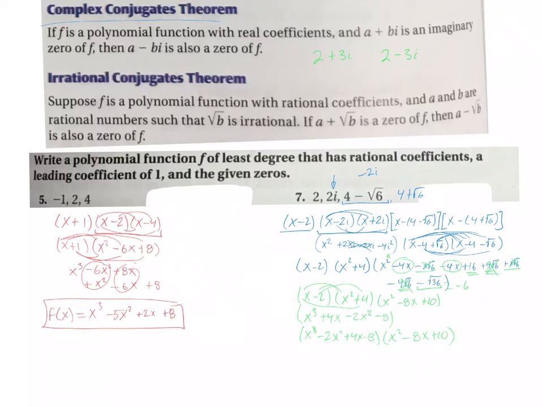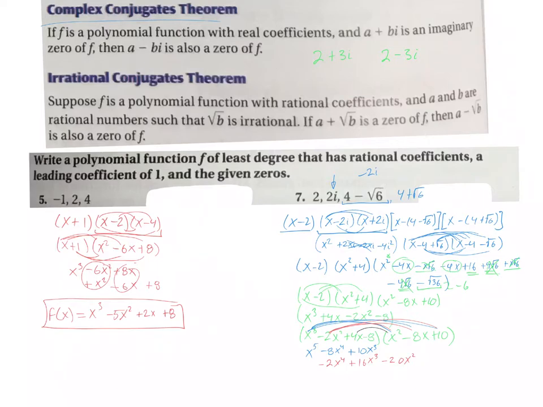Alright, so x cubed times that is going to give me x to the 5th minus 8x to the 4th plus 10x cubed. This times this is going to give me minus 2x to the 4th plus 16x cubed minus 20x squared.